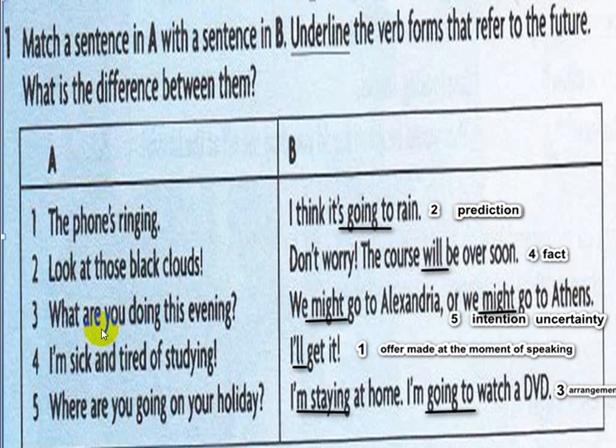Number 3. What are you doing this evening? I'm staying at home. I'm going to watch a DVD. Here I'm staying is a future form, and going to is also a future form, and it is an arrangement. Its type is arrangement.